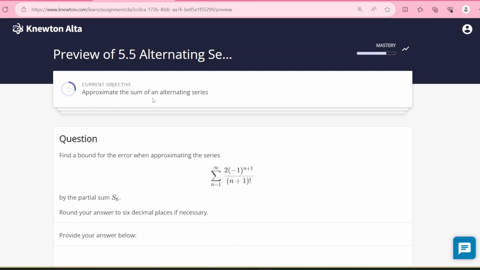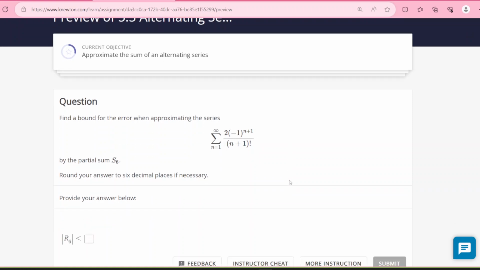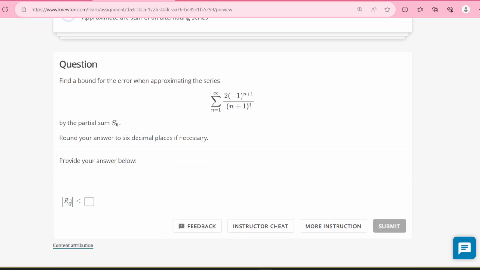Okay, and then back to the initial objective we saw, where we're approximating the sum of an alternating series. Find a bound for the error when approximating the following series by the partial sum S6. So this is going back to earlier on in the video. I talked about this in the very first example from this video. So let's write this sum up.